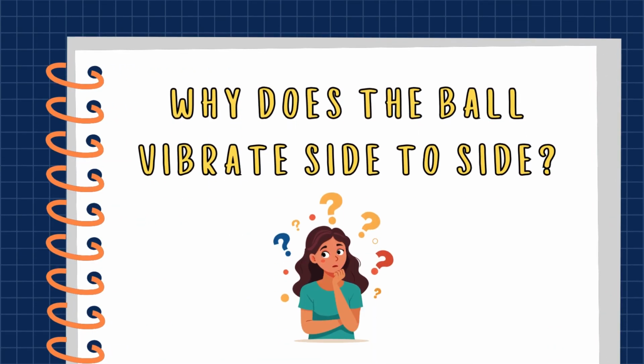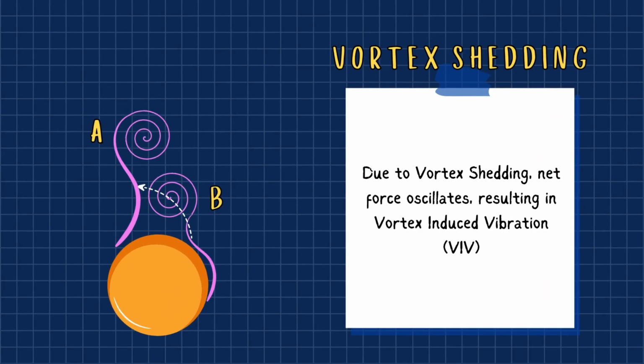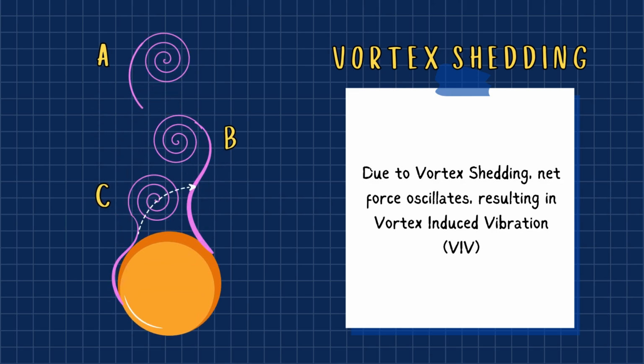But why does the ball wobble side to side as seen in the video? Boundary separation occurs, and a pair of vortices is formed, A and B. They are unstable, and when exposed to small disturbances, vortex A grows larger than B and draws B across the wake. Vortex B cuts off further air supply to A, causing A to be shed. This alternating shedding causes an alternating pressure difference, resulting in a net force oscillating between left and right. This movement is called vortex-induced vibration.